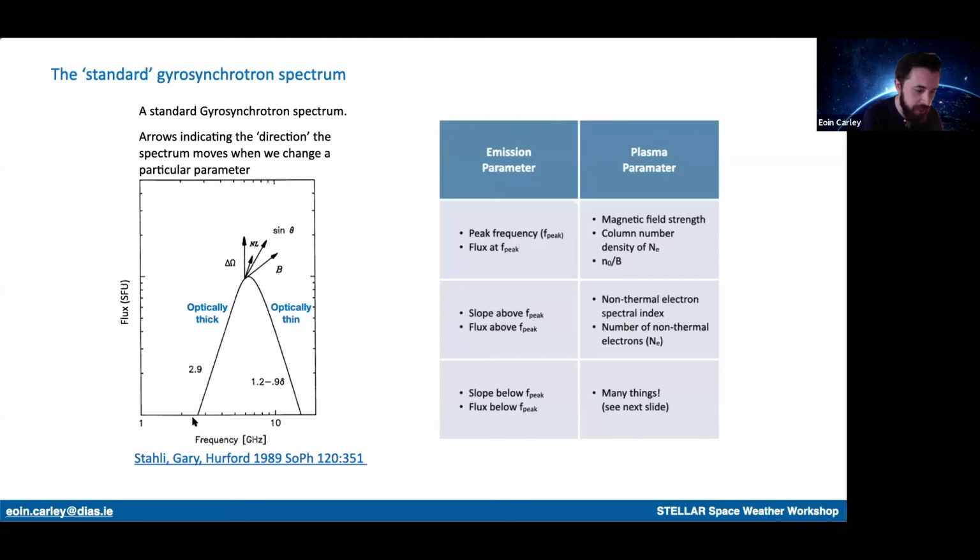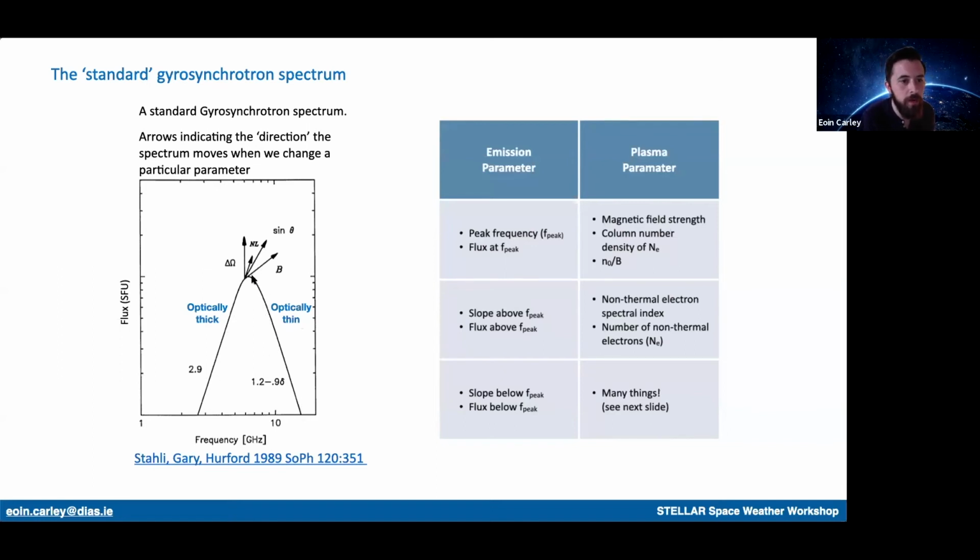On a gyrosynchrotron spectrum, when we observe it in a flare, it looks like this. So we have a peak source, it will have basically a power law on one side that we call the optically thick side of the spectrum. You'll see this terminology in papers all the time, and it has a peak, and then it descends again on the optically thin side of the spectrum.